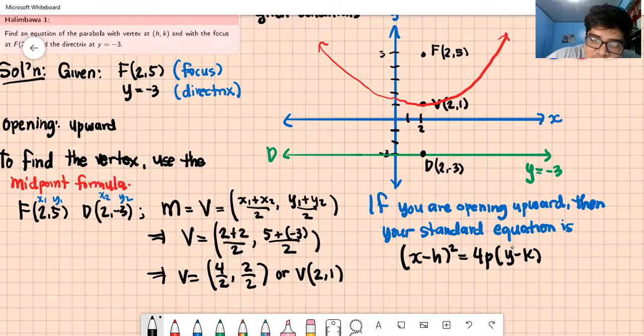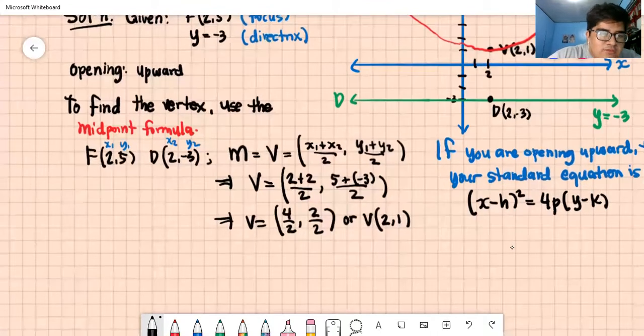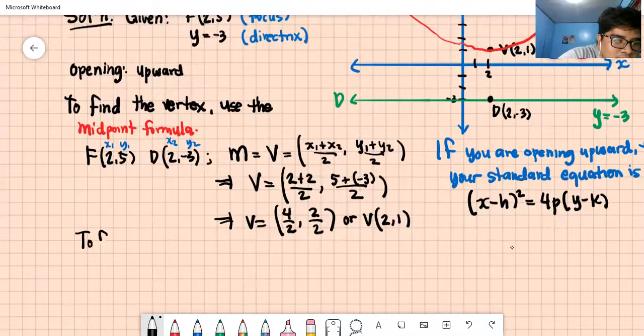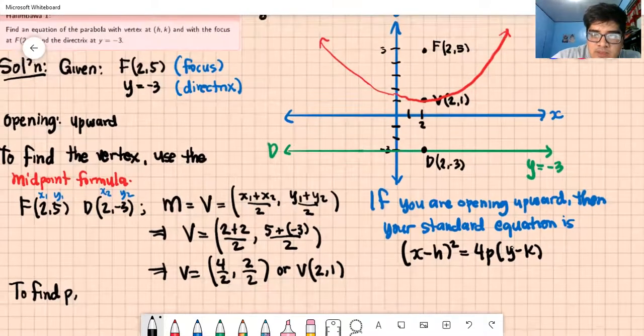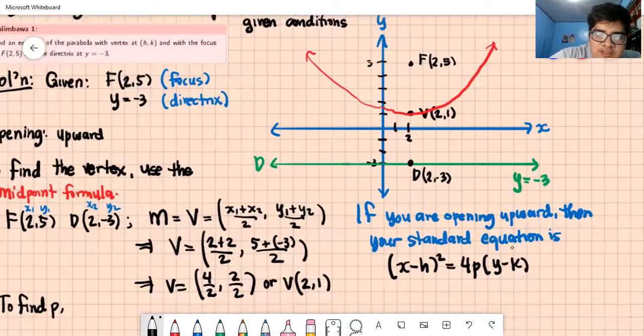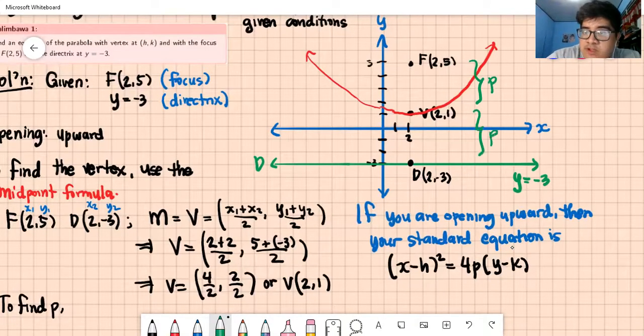Given na yung h and k, kasi makukuha mo sa vertex, what is unknown? Yung p. Ngayon, what is p? To find p, what do we do? Ganito. Diba, the distance between the vertex and the focus is defined to be p, and the vertex to the directrix is defined to be p. So, this problem boils down to the distance between the point F and V.